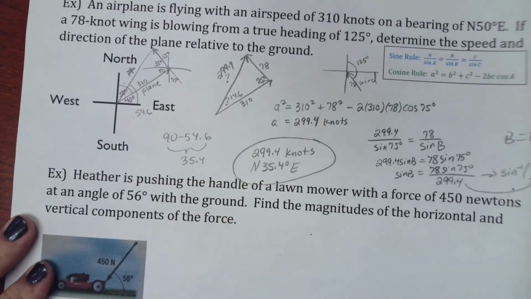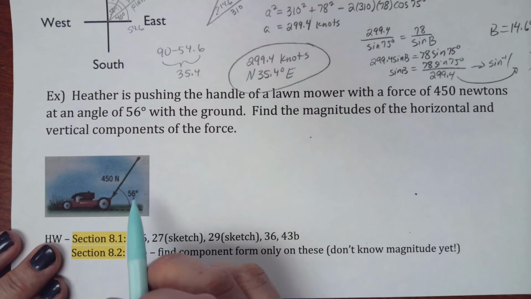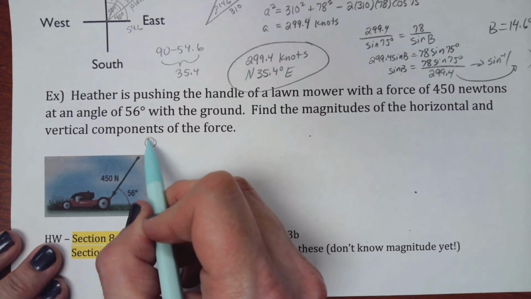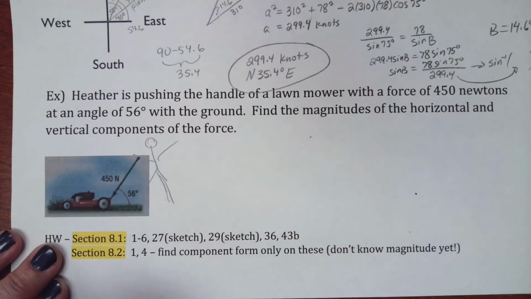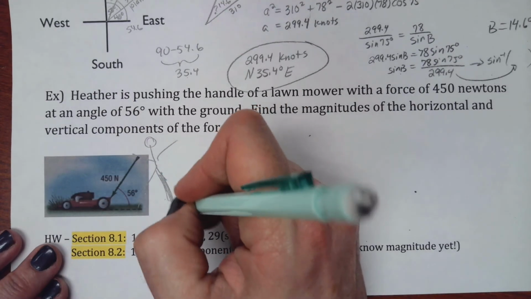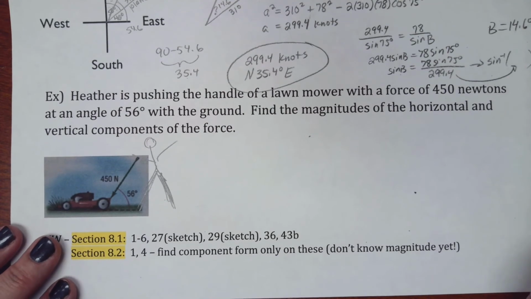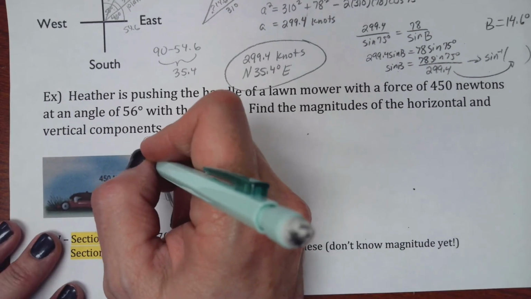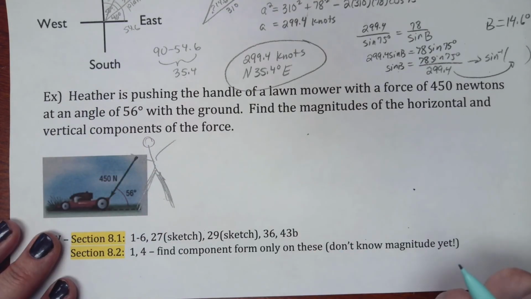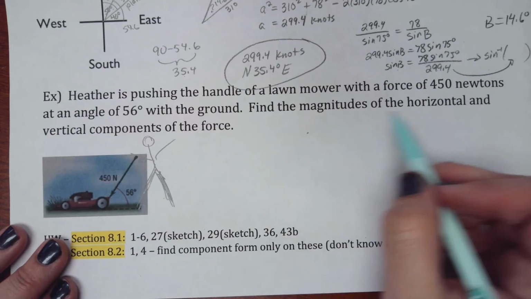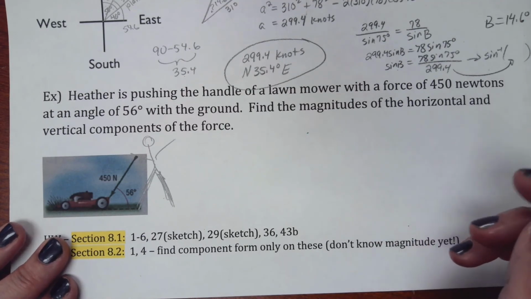All right, this last one here. So old Heather, she's pushing the handle of a lawnmower. So she's standing here, she has really long legs, she's pushing this lawnmower, and a really small head, and with a force of 450 newtons. So she's pushing down on it, obviously it's moving that way. The angle is 56 degrees with the ground. Find the magnitudes of the horizontal and vertical components of the force.